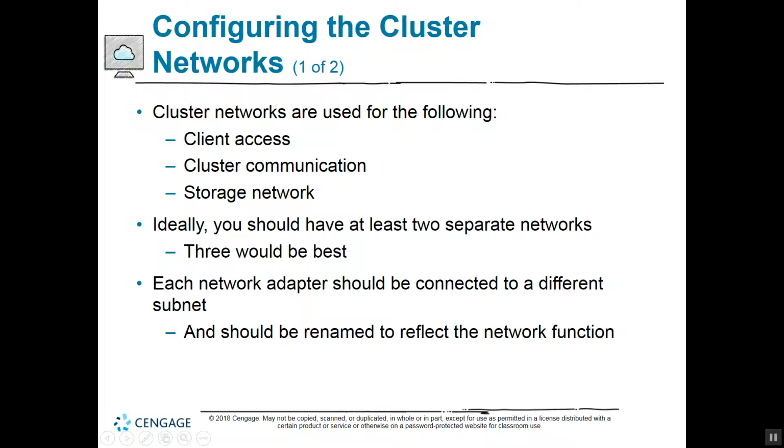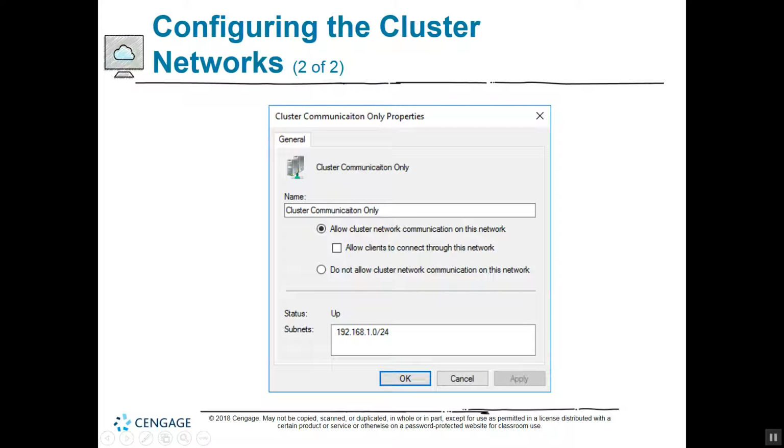Cluster networks are used for client access, cluster communication, and storage network. Ideally, you should have at least 2 separate networks. 3 would be best. Each network adapter should be connected to a different subnet. So here we are, cluster communication only properties.